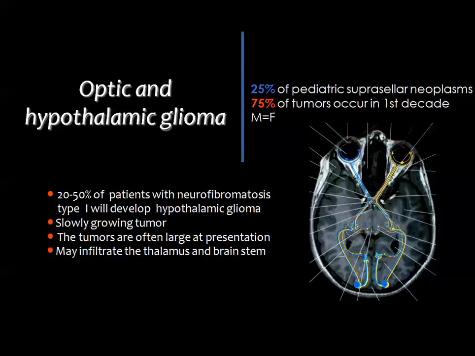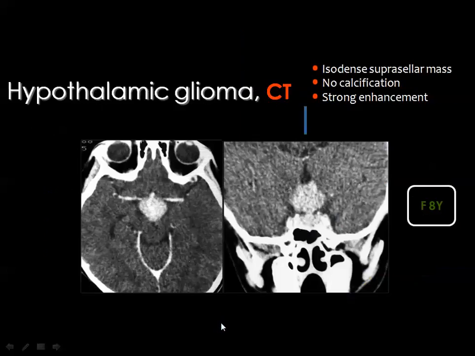Also, the hypothalamic glioma and the gliomas occurring along the visual pathways are also seen in the pediatric age group, and they represent about 25% of the pediatric suprasellar neoplasms, and about 75% of these tumors occur in the first decade of life. This diagram shows the visual pathways starting from the optic nerve to the chiasm to the tract, ending by the visual radiation or the visual cortex.